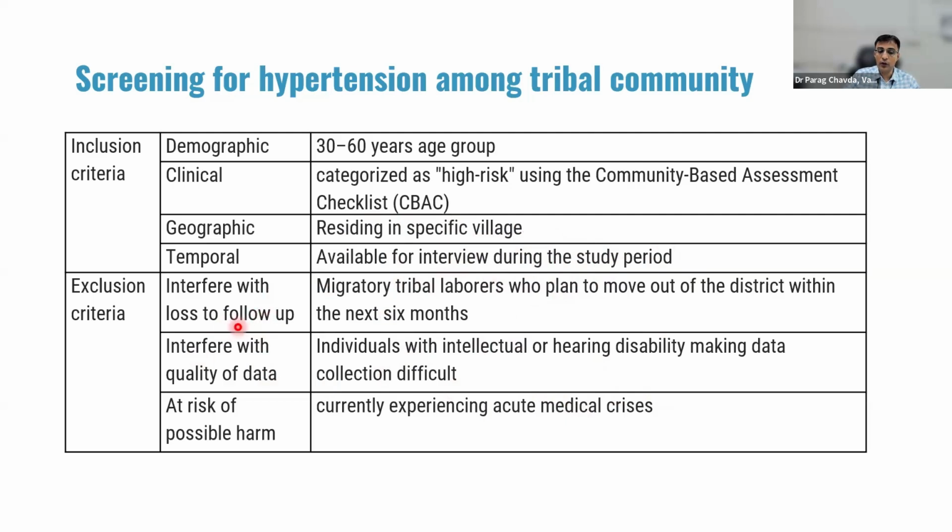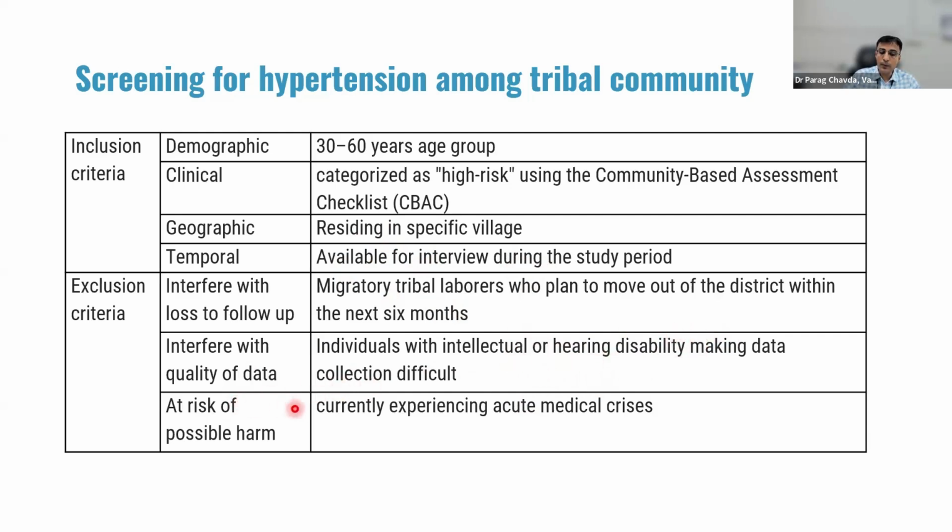The first is an issue with possibly problematic follow-up. Say, for example, you wish to follow them up after 1 month and find out what proportion of them, after being given a referral, actually visited a nearby hospital or primary clinic. Probably those migratory tribal laborers might not be living in the same area after 1 month, and hence you exclude them because you will not be able to collect follow-up data among them. The second is interference with data quality. Among those available for interview, you might meet 1 or 2 people who are facing intellectual or hearing disabilities, and hence you might not be able to collect data from them, right? So you might exclude them.